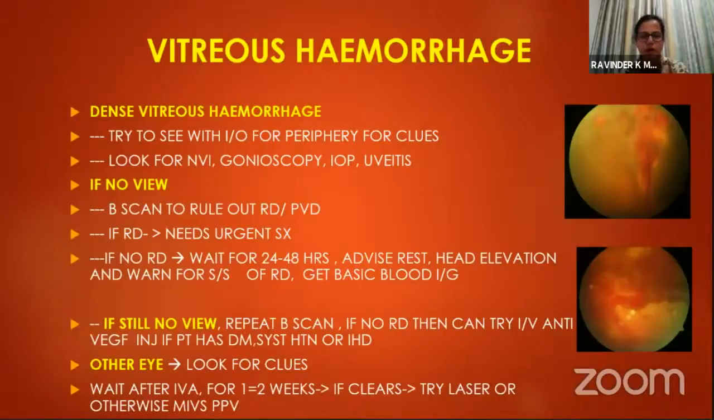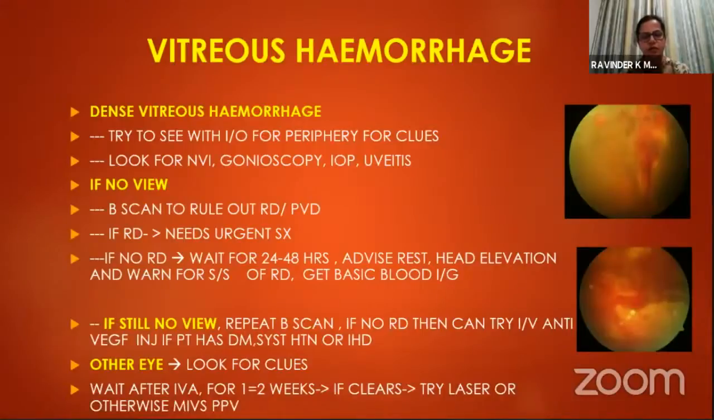If there is no RD and the vitreous hemorrhage is significant, we can wait for maybe a few days, and if it starts settling down, then we can see and look for any presence of tears. In the meantime, we can do basic blood investigations and advise rest and head elevation, although it doesn't have that much of a role. But even after a few days, we do a B scan, and if there is no RD, we can wait.